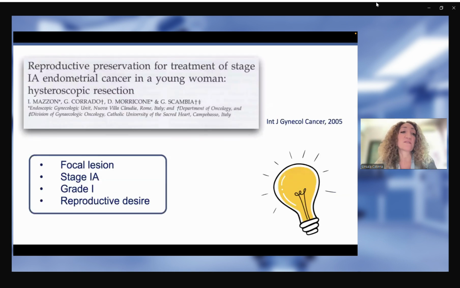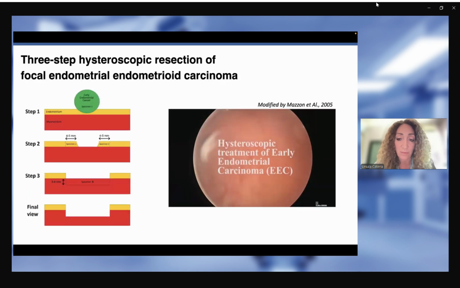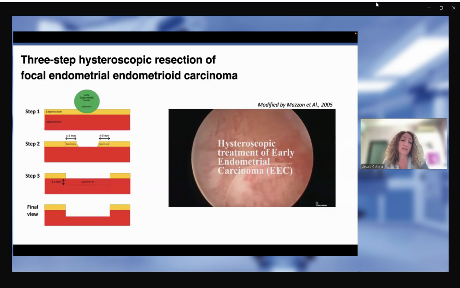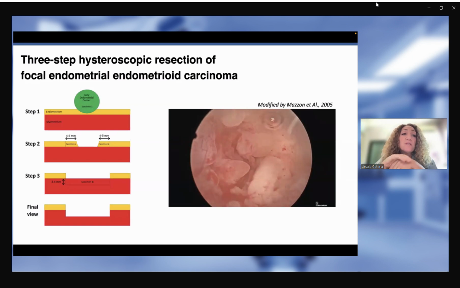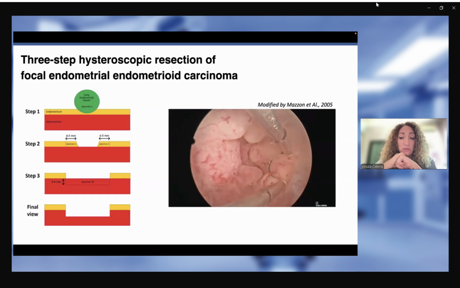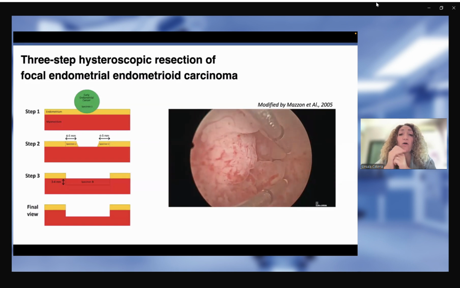The first one who described the technique was Ivan Mazzon in 2005. He discussed this with my actual chief, Professor Scambia, because he had the idea to treat a focal lesion in a young patient with first stage endometrial cancer, removing the lesion before starting progestin therapy. And what is the technique that we have used until today? He described this three-step hysteroscopic resection. First of all, removal of the endometrial cancer.